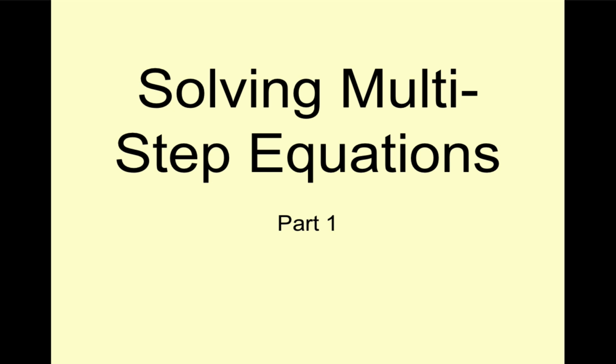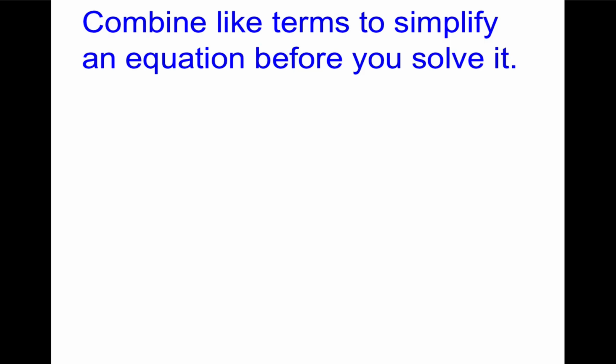Okay, so all two-step equations, the steps are basically first you add or subtract, then you multiply or divide, right? Those are our two steps. But for multi-step equations, the first step varies. So that's why this is part one, because there's going to be a number of different types of multi-step equations. The first type that we're going to tackle are multi-steps that have like terms.